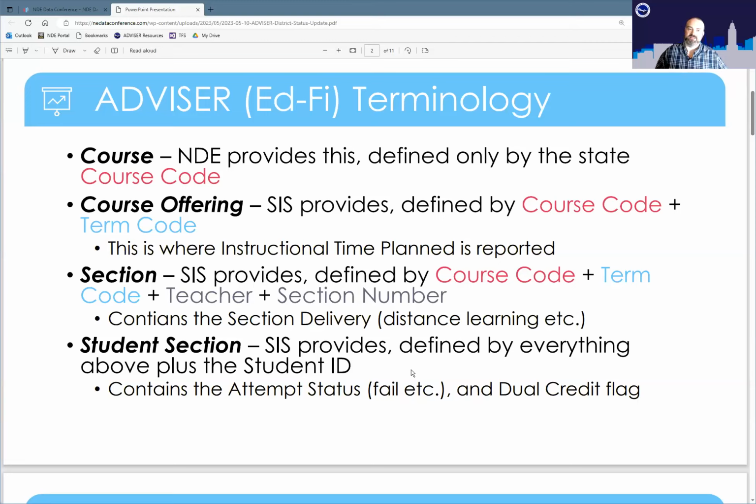Below that, even further, is the student section record. This has all of the same fields that define a section, but now you're also attaching a student ID. This is where you're listing the actual students inside that section. This is where you report to us the attempt status, if they failed, withdrew, etc. This is also where we report the dual credit flag. So for each student in the section, were they enrolled for dual credit? Did they get the dual credit or not?